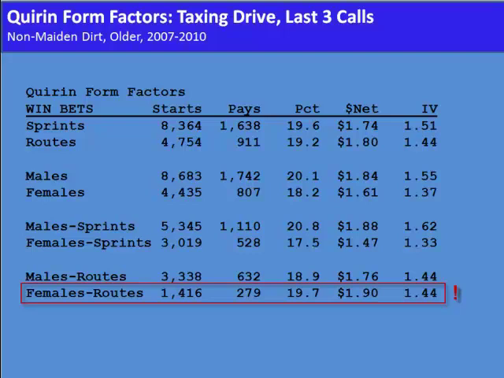It appears that females in sprint races, because that's a 3,000 race sample, it appears that they are overbet and not worth it. Whereas in route races, their performance goes up. Notice the hit rate is higher, and the dollar net is within 5% of being even.